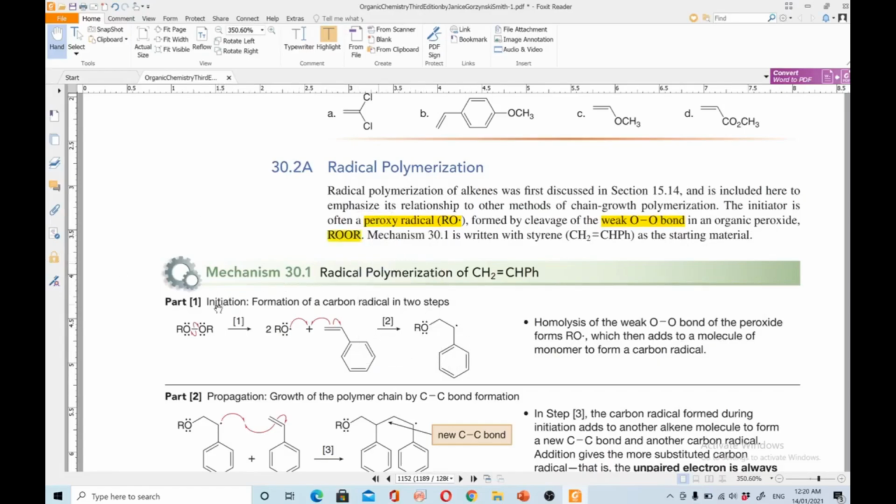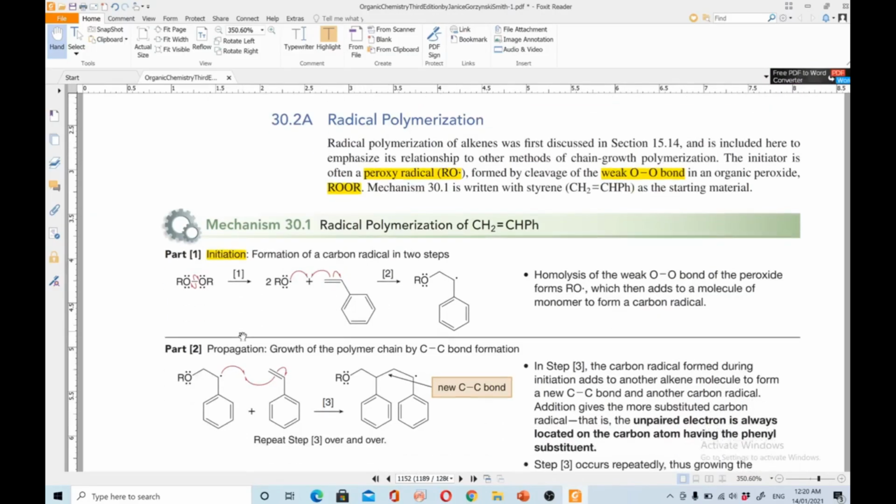The mechanism is this one. The first step is initiation, which we call formation of a carbon radical in two steps. The bond between oxygen and oxygen breaks down and two radicals are formed, and the RO radical reacts with the alkene double bond. Through homolysis of the weak oxygen-oxygen bond of the peroxide, it forms an RO radical, which then adds to a molecule of monomer to form a carbon radical.